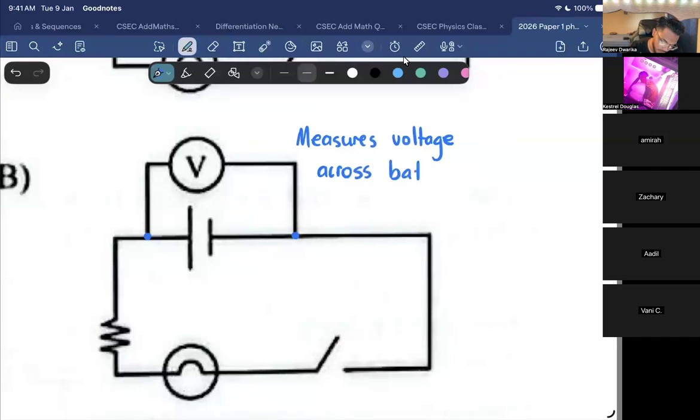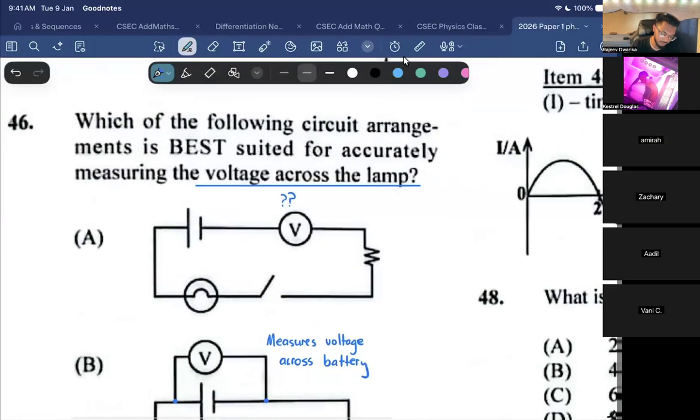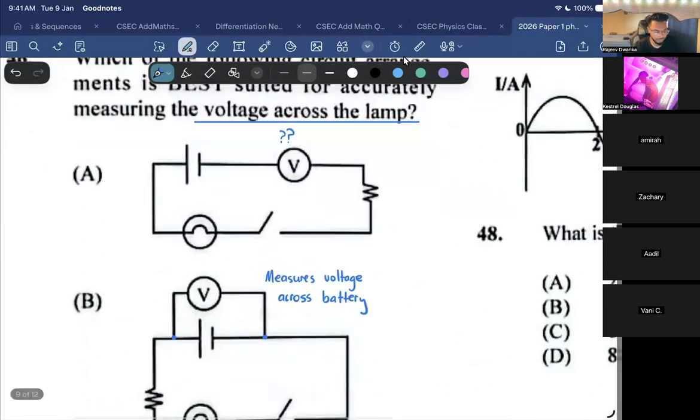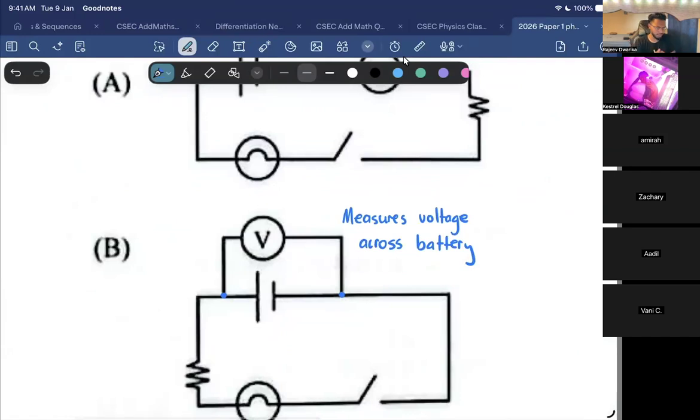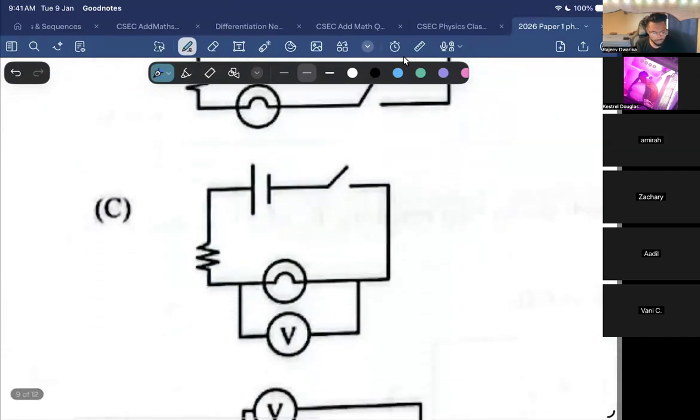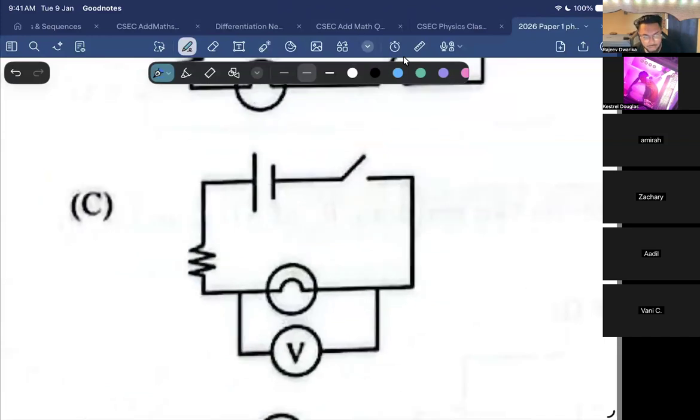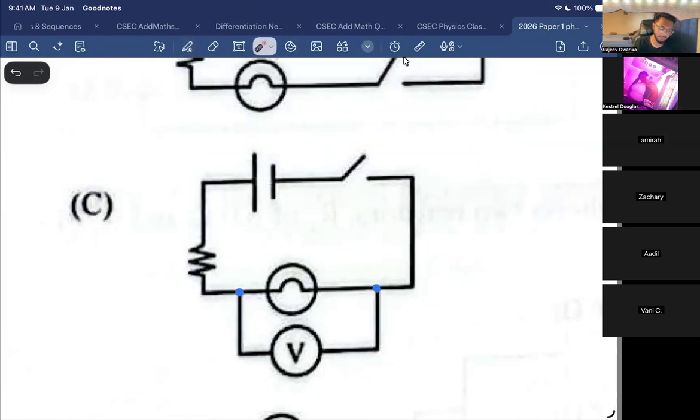Fanny, what do we want to measure? The voltage across the lamp. Correct. This is wrong because it's measuring the voltage across the battery. We don't want that. C. Tell me, Kestrel. C is correct because it measures the voltage across the lamp. Good. Right. Adil, what's the name of this component?